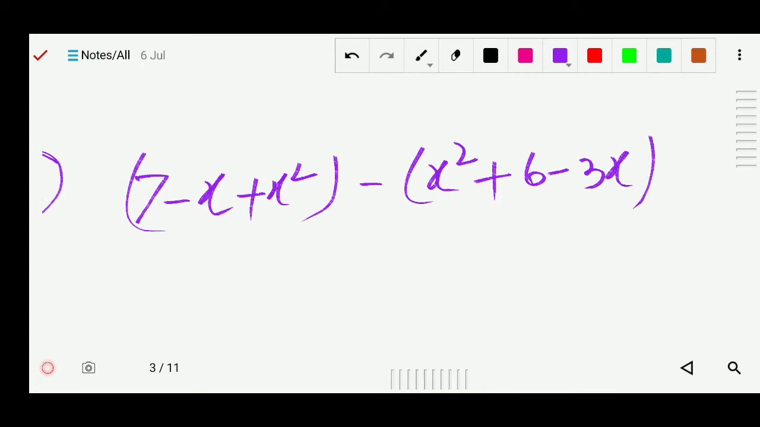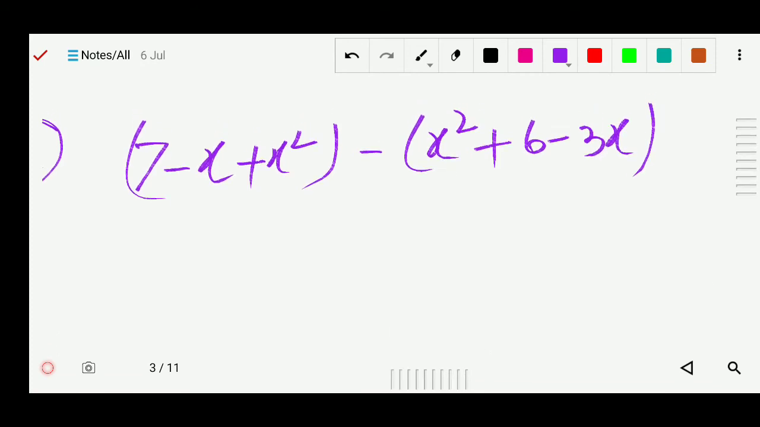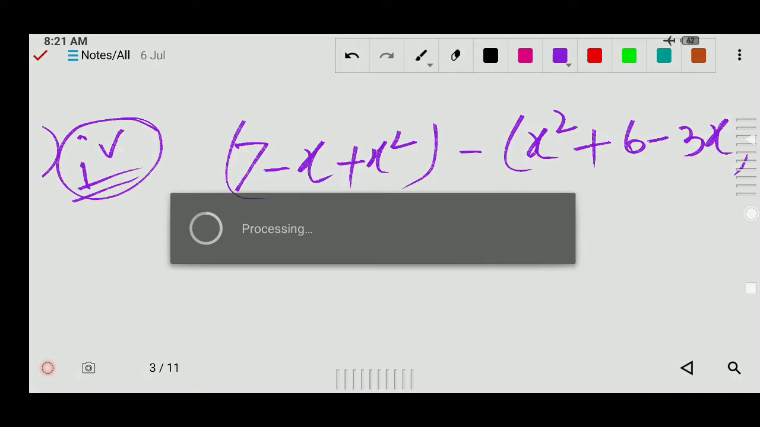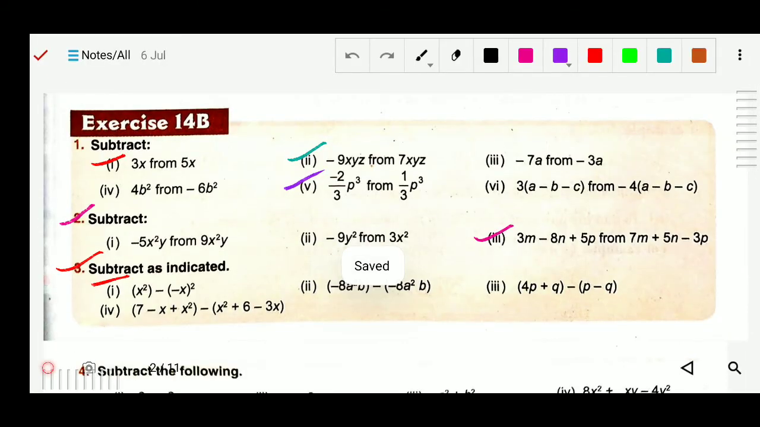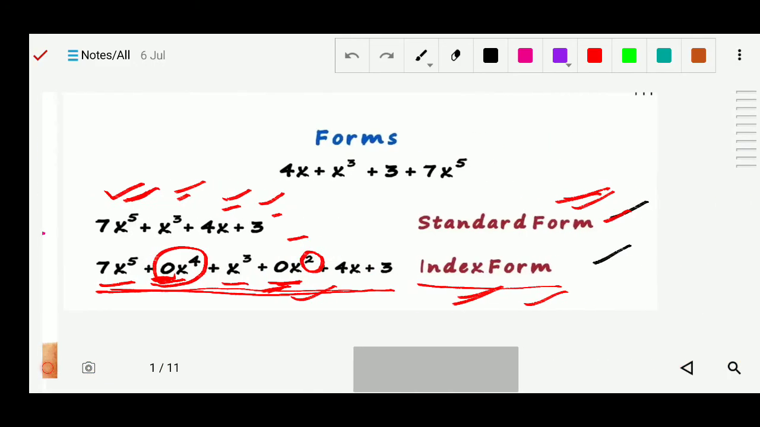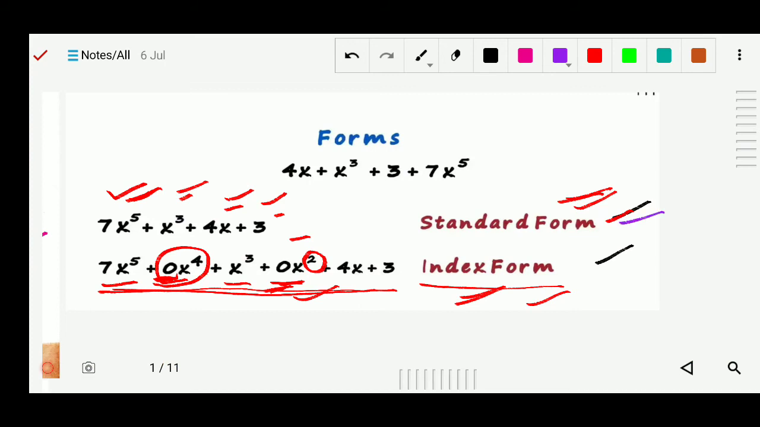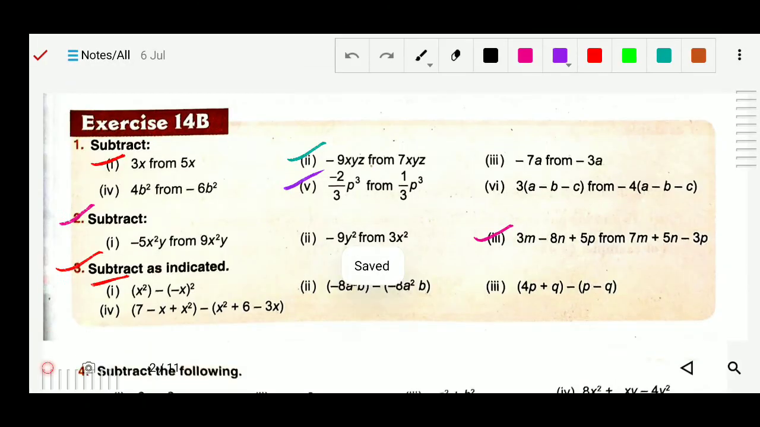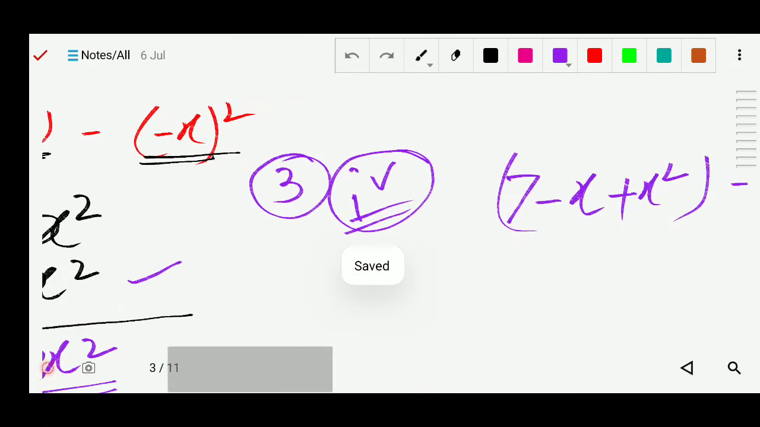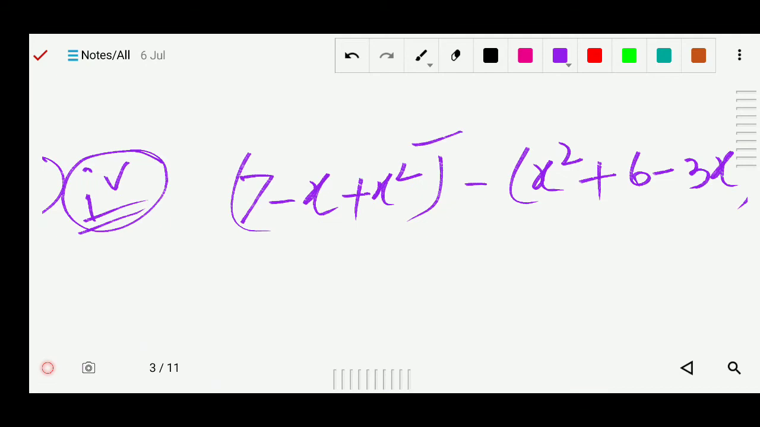Okay, so first of all, as I told, we will write in the standard form. Just now I told about standard form. You can see this is standard form. The highest powers will be written on the leftmost side, followed by the rest like this. So similarly we will write this question in the standard form, because it is not in the standard form.